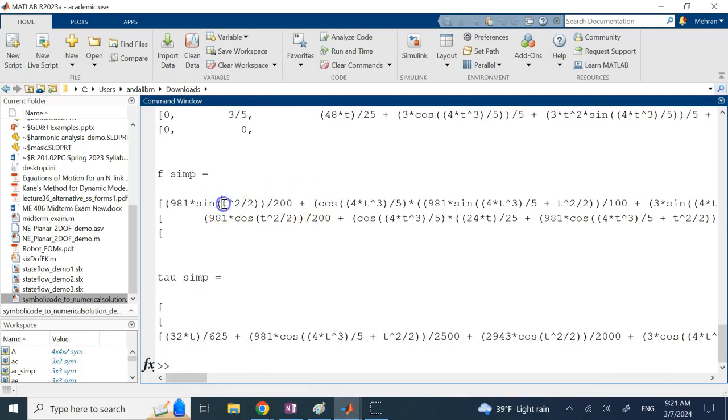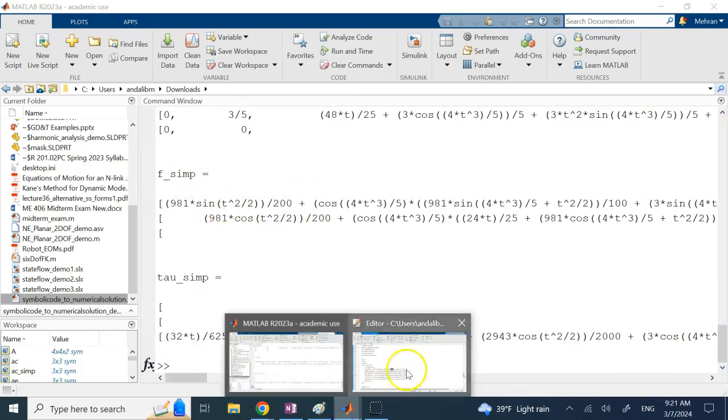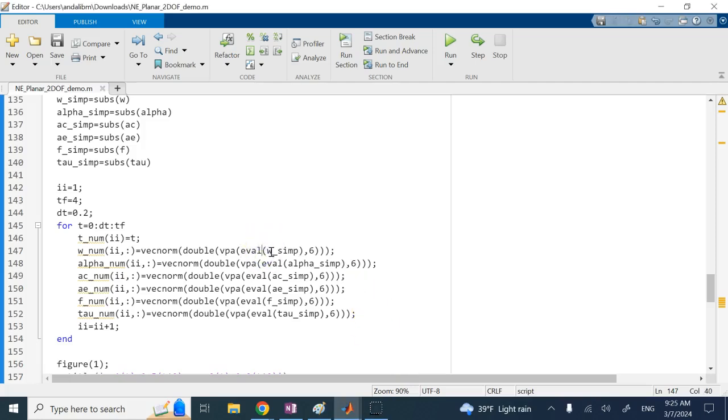So as long as I plug in t, I should get numbers. But since those numbers will be big fractions, not decimals, I use VPA and then as many decimal places as I want to convert them into decimals. Then, although they are still decimals, I cannot really get the norm of them.